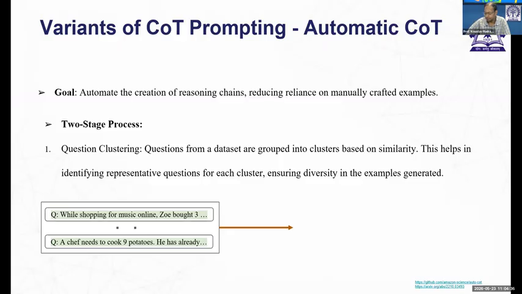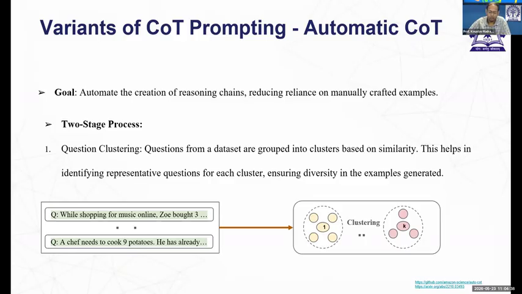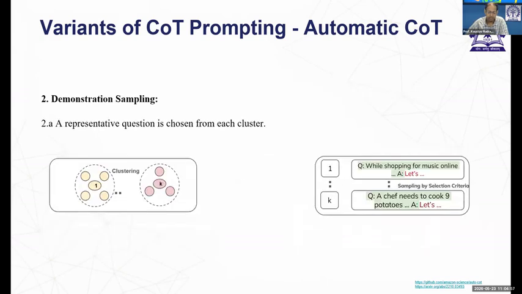How can I do that? One idea is to cluster these questions so that similar questions get clustered into one part. Here you can think that these questions 1, 2, 3, 4, 5 are of a similar topic, so they get clustered into one. If you do clustering, suppose you get k clusters. The next step is demonstration sampling, where a representative question is chosen from each cluster.